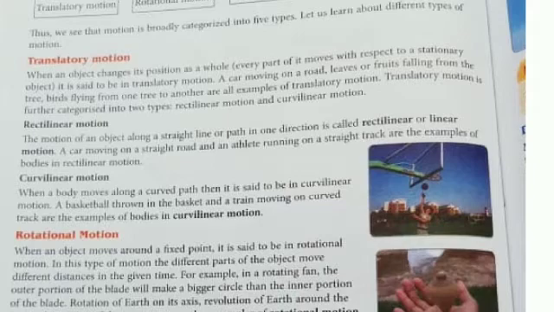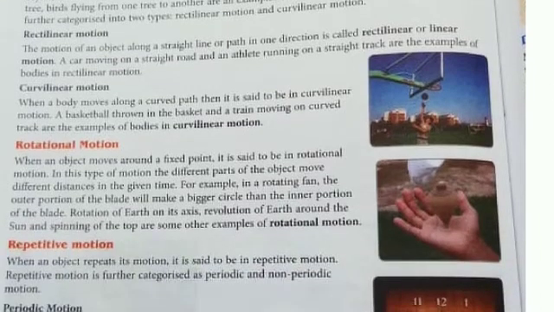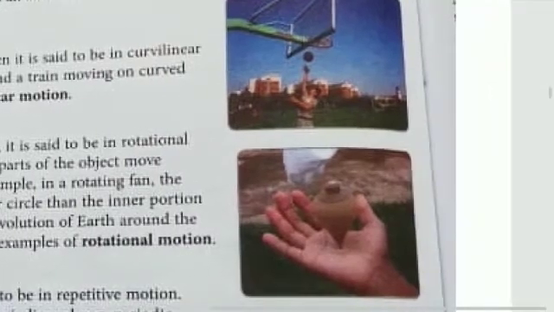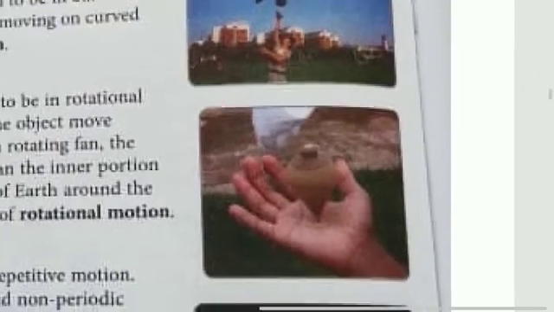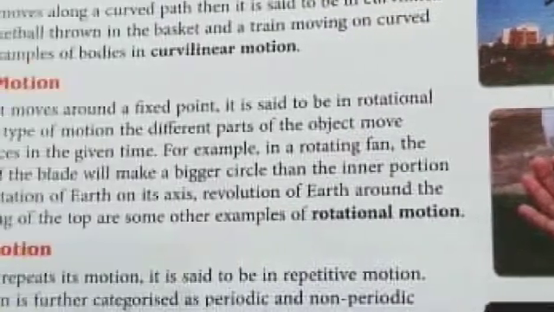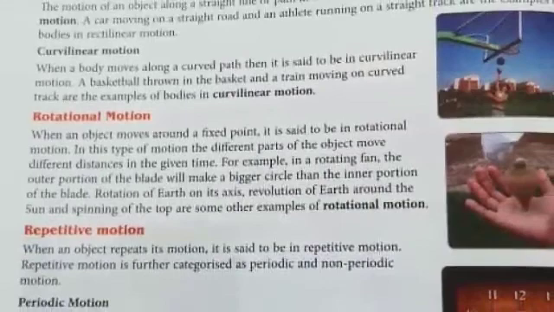So you understand curvilinear and rectilinear. Second is rotational motion. When an object moves around a fixed point, it is said to be rotational motion. Its best example is spinning a top. See here, this is a spinning top, or you call them lattu. This is a good example of rotational motion.